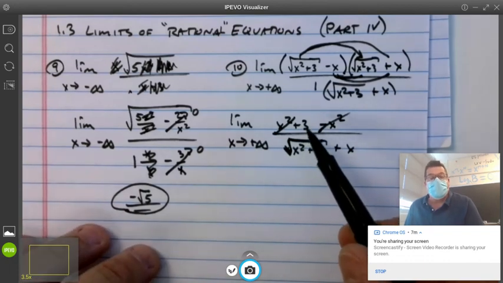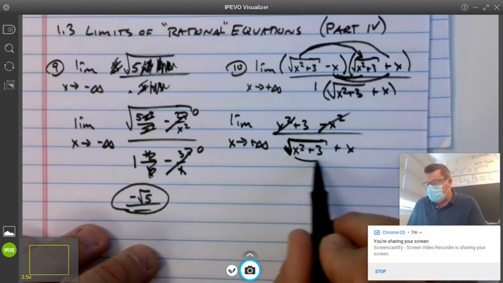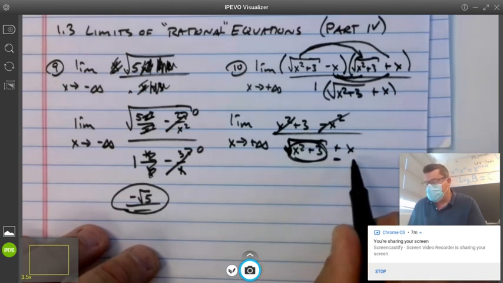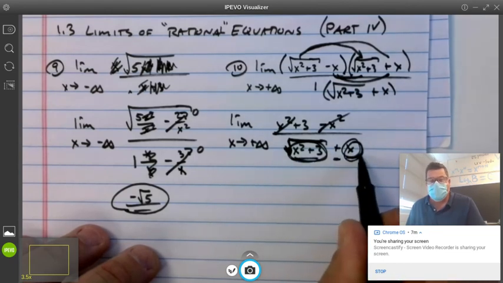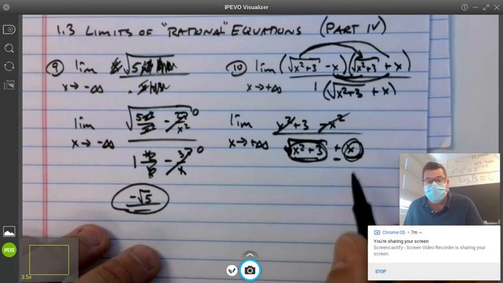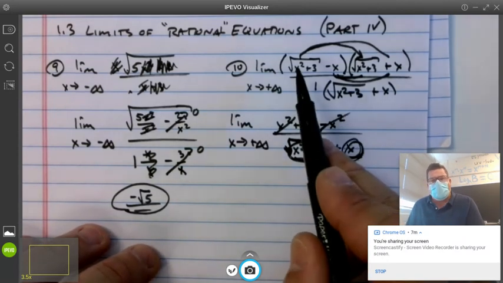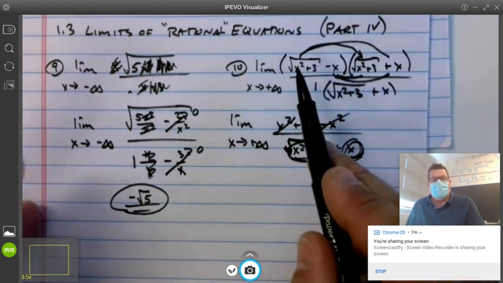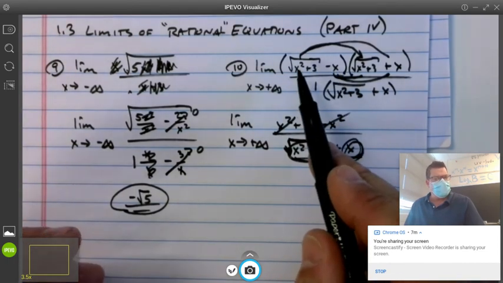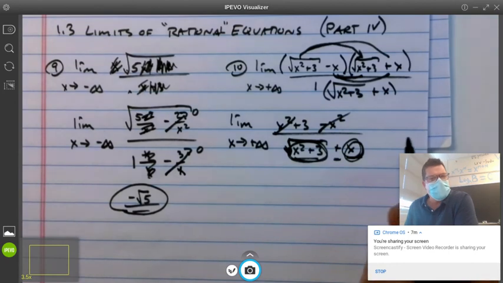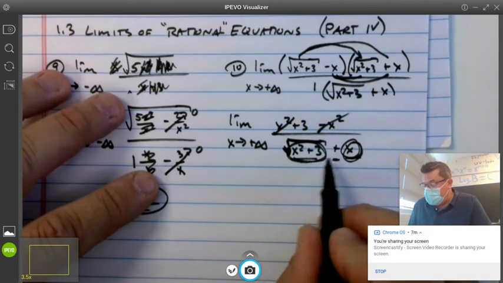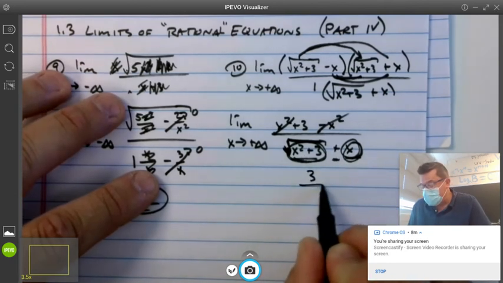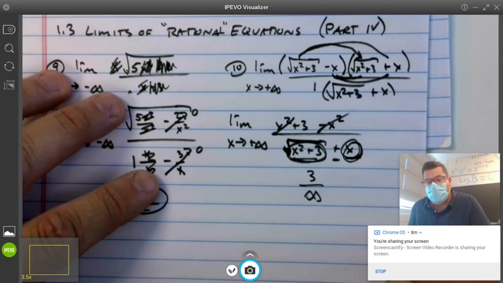So now we have 3 over infinity plus infinity. Now the key about this infinity plus infinity is it's going to positive infinity. Whereas up here, we didn't know which one was winning the race. Infinity minus infinity, but this one might be going to infinity a little quicker. So what we have here is infinity plus infinity, which is positive infinity, and 3 divided by positive infinity is 0.